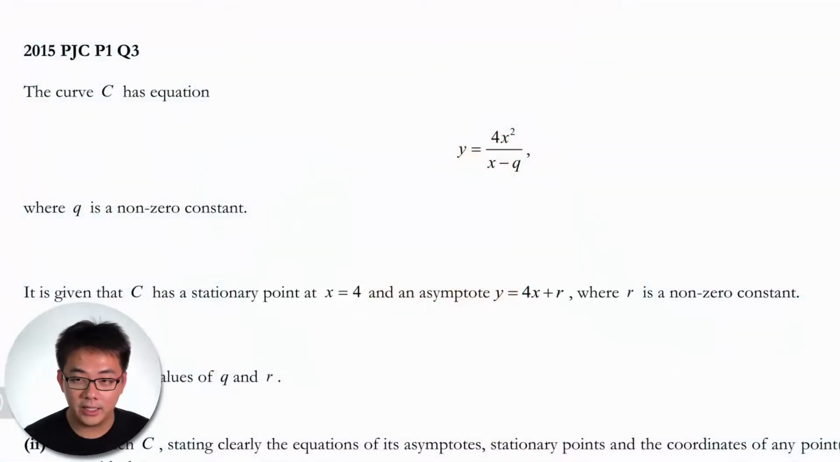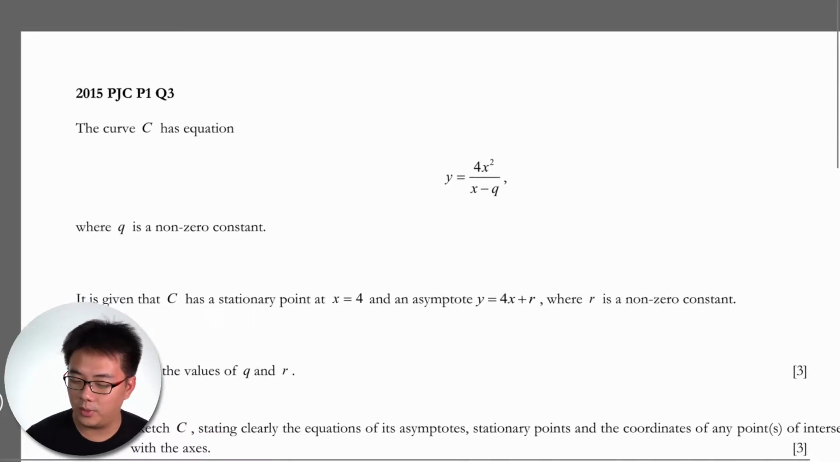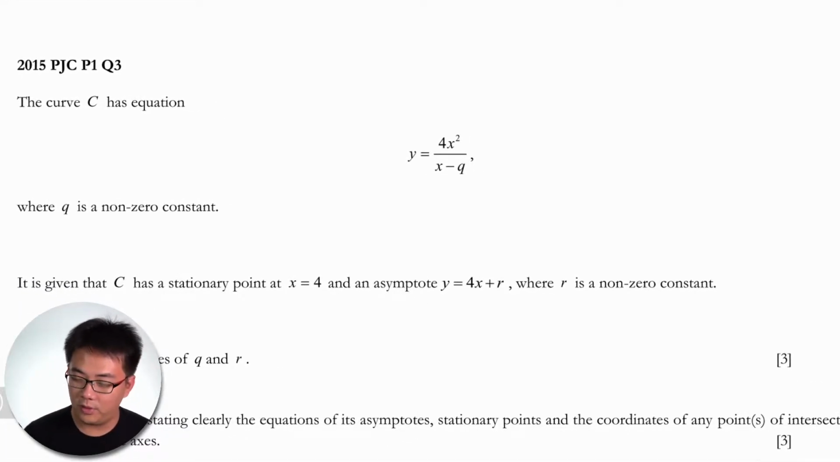Hi students, let's look at this question here, which was taken from the year 2015 PJC, paper 1 question 3. This question was on graphing techniques. It's given that C has a stationary point at x equals 4. You're asked to find the values of Q and R.